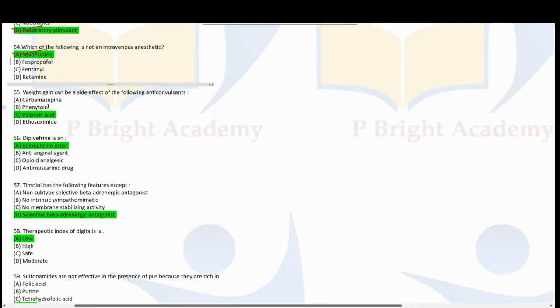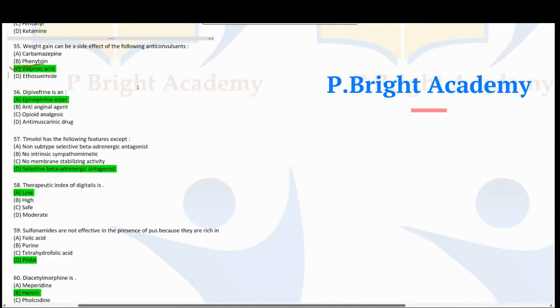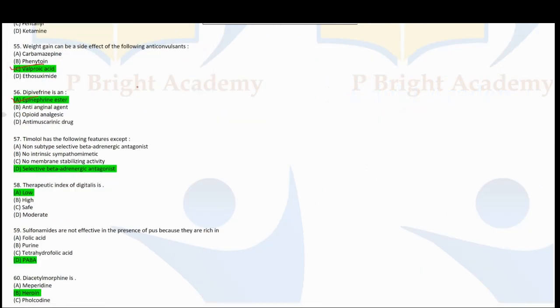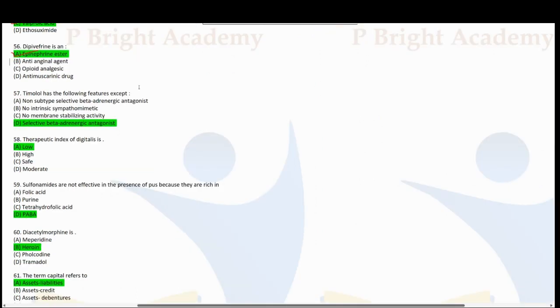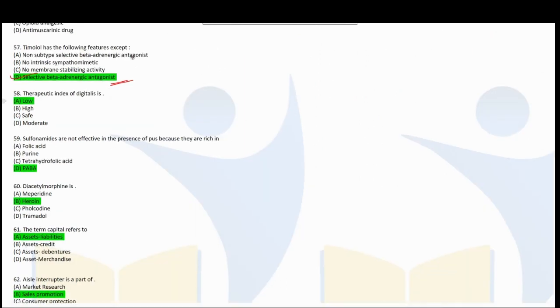Weight gain can be a side effect of the following anticonvulsant. Option C, valproic acid. Right answer. Dipivefrin is an option A, epinephrine ester. Right answer. Timolol has the following features except selective beta adrenergic agonist. Okay, that's the right answer. The therapeutic index of digitalis is low.